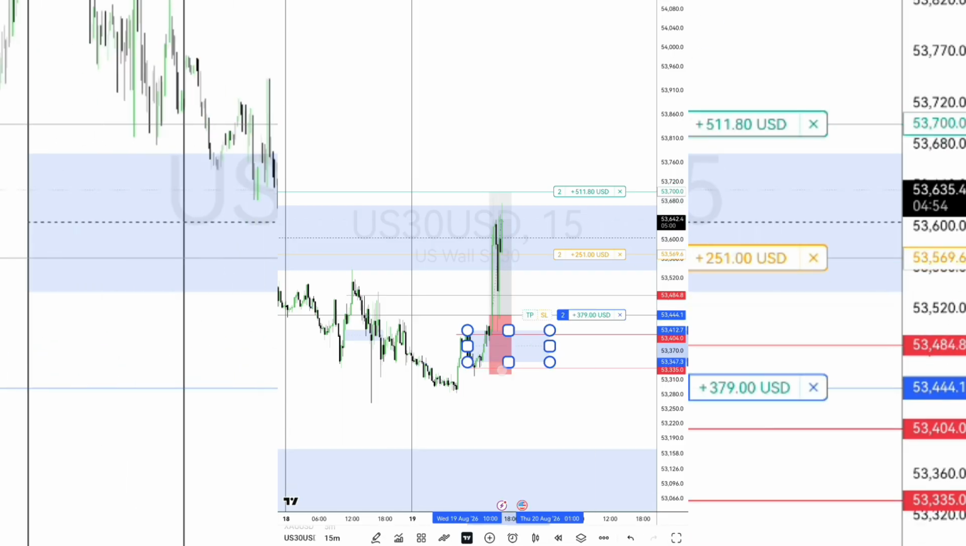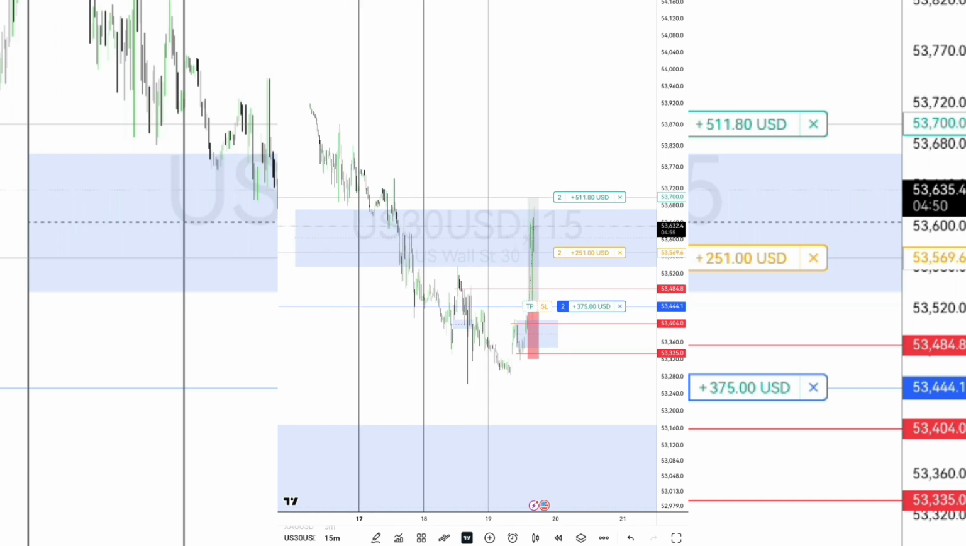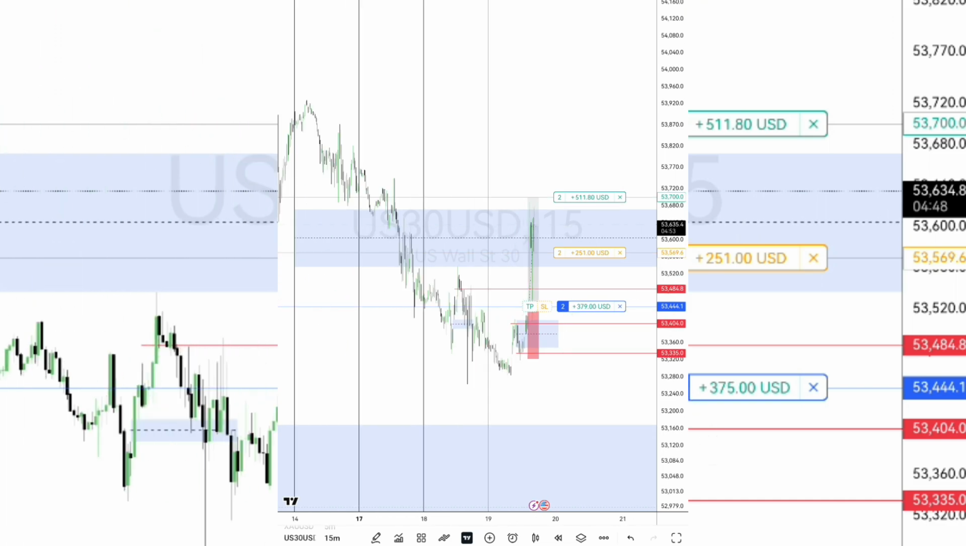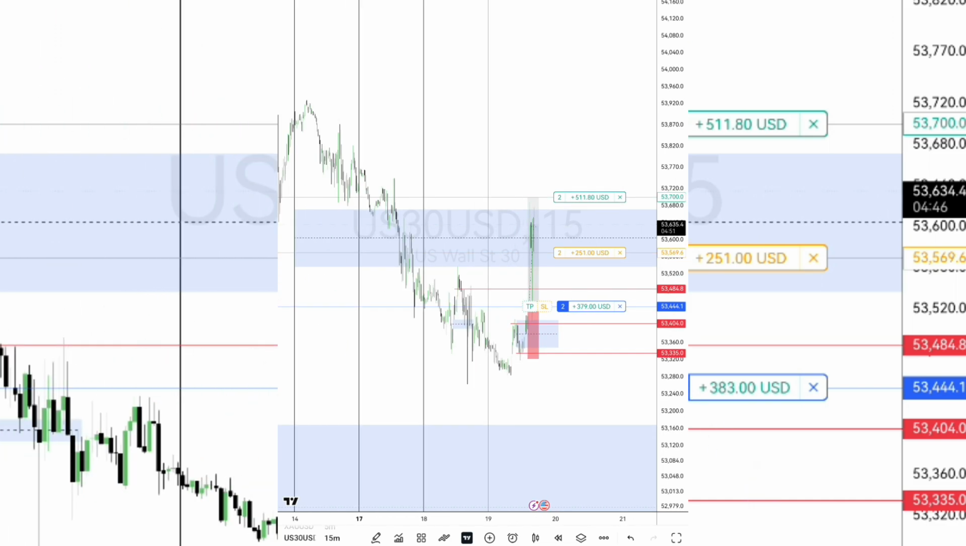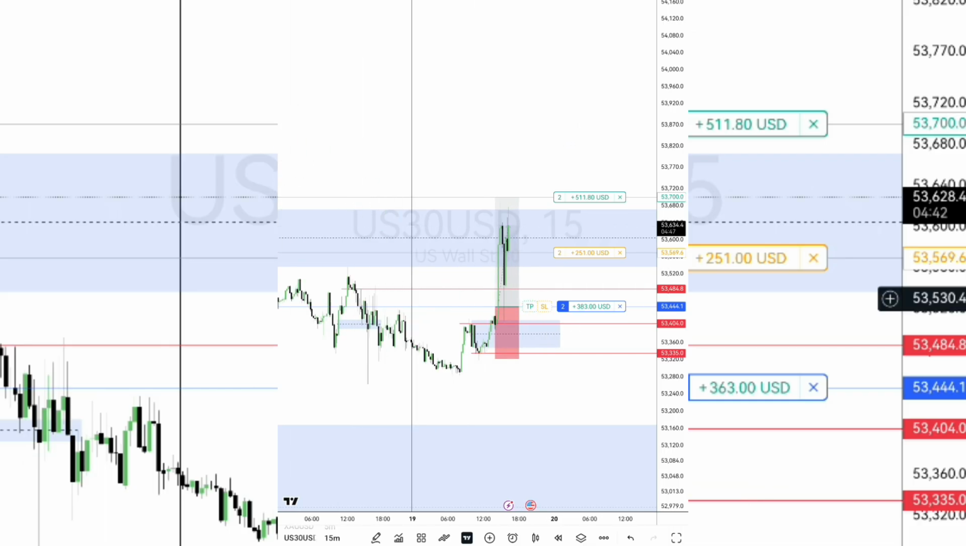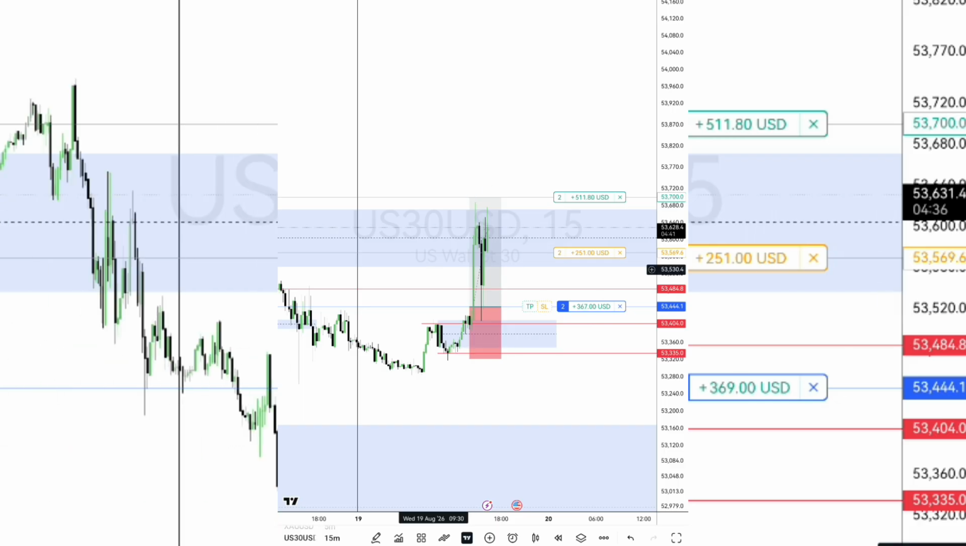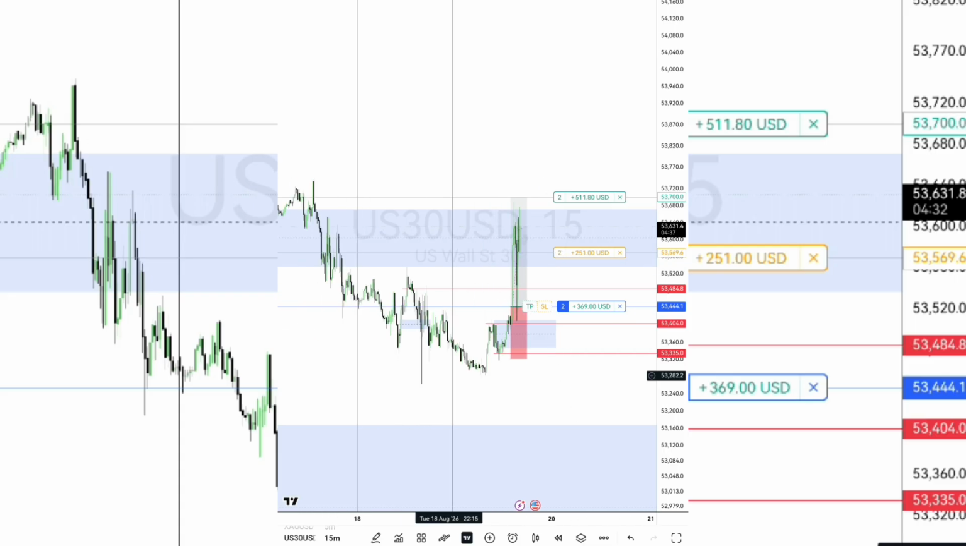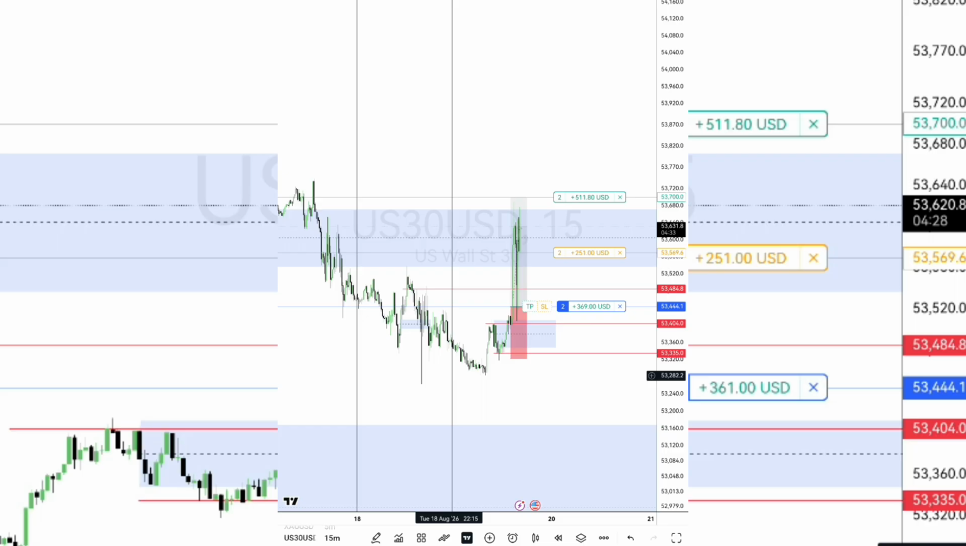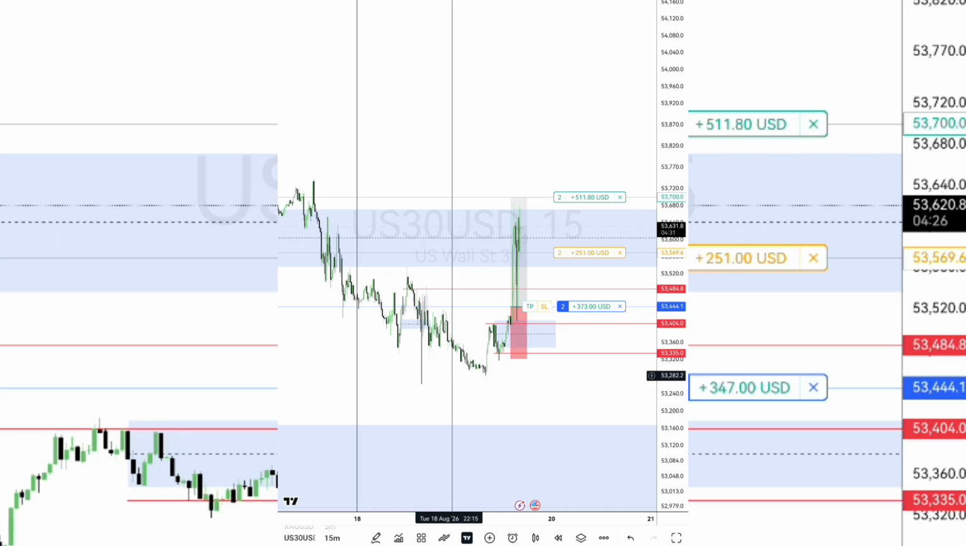And TPs are supposed to be where buy side liquidity is. If I'm buying, a TP is supposed to be right at this high, because that's where buy side liquidity is resting. That's where TP is supposed to be. This is a beautiful high, we take out that high. I'm just gonna hold on to see if we really hit TP.